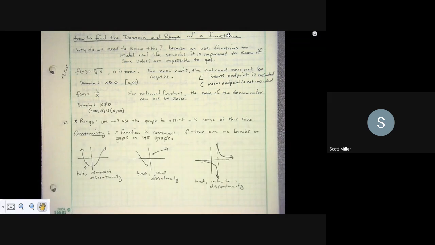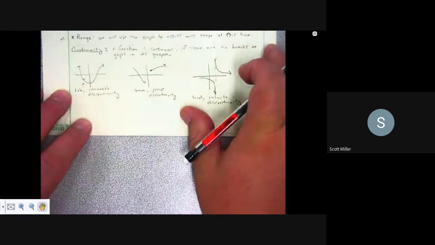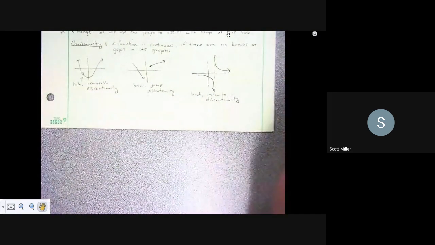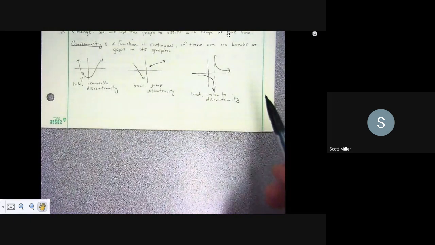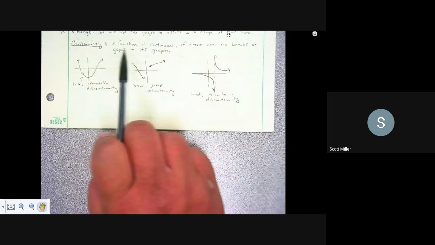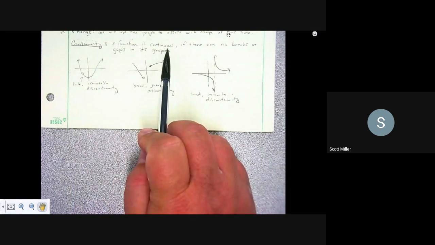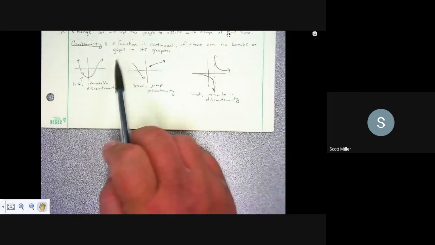The next thing I want to look at is this thing called continuity. This is a big concept in the class and in calculus and stuff like that. A continuous function, continuity, what does that mean? I'm going to give you kind of a working definition here, not the actual official definition from a calculus perspective. So continuity: a function is continuous if there are no breaks or gaps in its graph. Pretty much what it is.